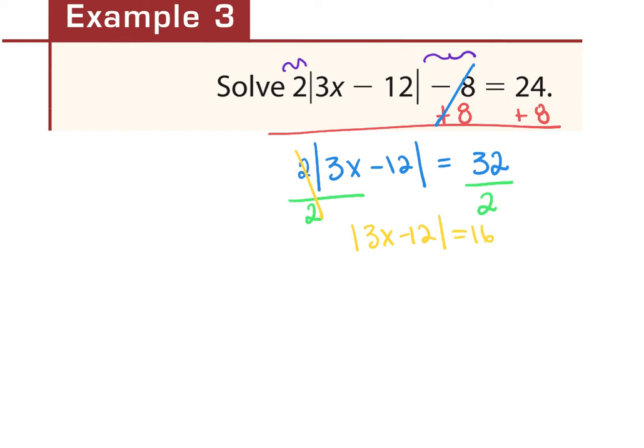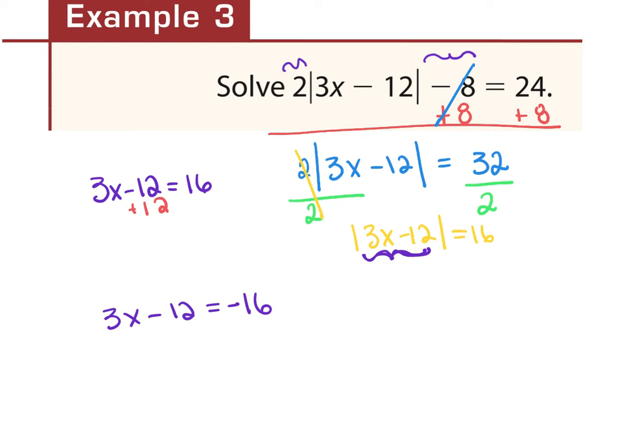Now I can set up two equations. I am going to take the inside, 3x minus 12, and set that equal to 16. And I am going to take the inside, 3x minus 12, and set that equal to -16. I am accounting for both possibilities. And then I am just solving. For both of these, I will add 12 and divide by 3. So I'm going to add 12 here.